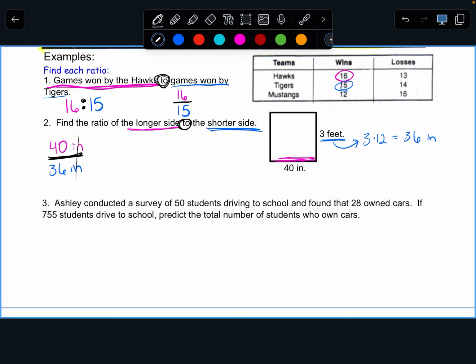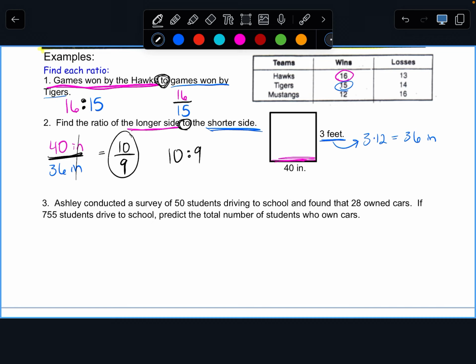And you should reduce the fraction. 4 goes into both, so 10 over 9. So this would be the ratio, 10 to 9, or with the colon. The colon's a thing, but like I said, we don't do that as often. So that's all you do, make sure the units match. That's what that problem is there for.